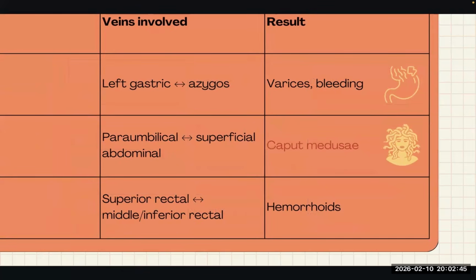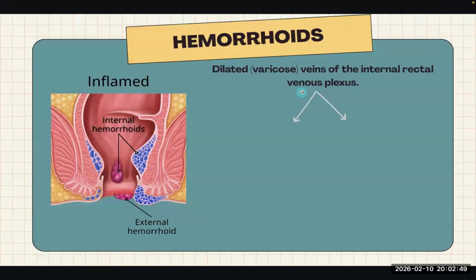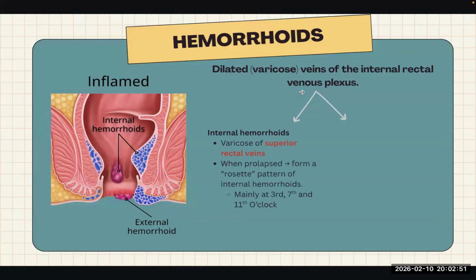So let's zoom in more into it. Okay, hemorrhoids can be either. This is all what I want you to know about it, to be honest: internal hemorrhoids and external hemorrhoids. Internal hemorrhoids come from superior rectal veins. Okay, so they're the varicocele of the superior rectal veins. And again, we said the superior rectal comes from the IMA, so it's found up. It supplies the rectum and the upper anal canal, so it's inside.